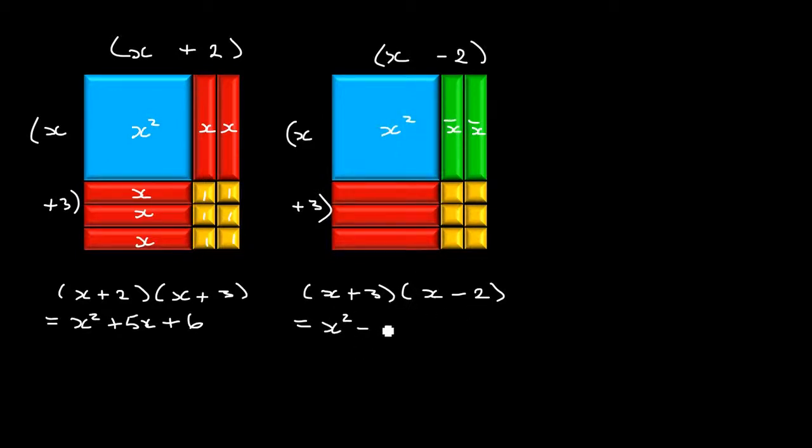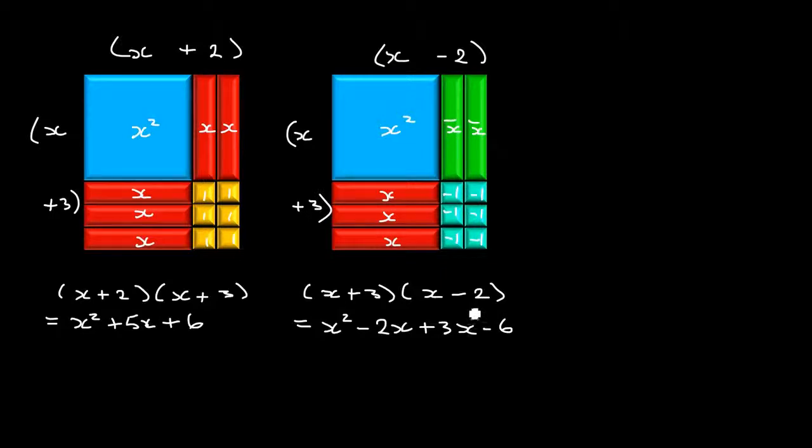X times negative 2 gives us negative 2x. So there they are, 1, 2. And now we've got positive 3x here, 1, 2, 3. And then 3 times minus 2, so that's negative 6. Okay, so when we've got a negative times a positive, these ones we have to register as negatives as well. So negative times a positive gives us negatives. So minus 1, minus 1, minus 1, minus 1, and 6 minus 1 gives us minus 6.